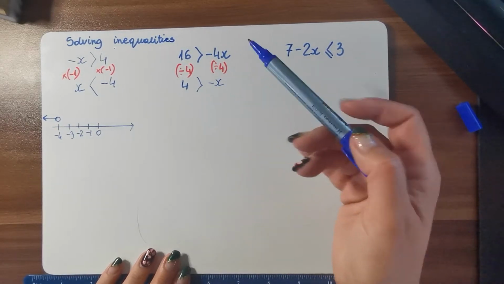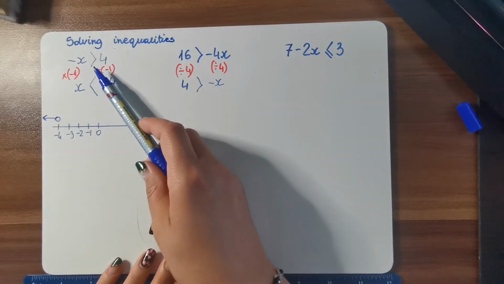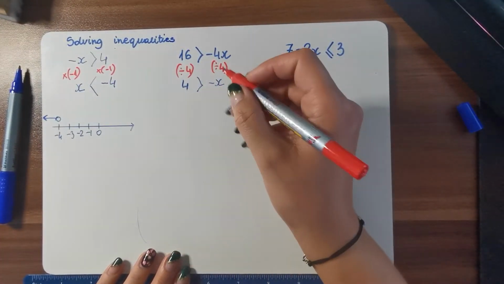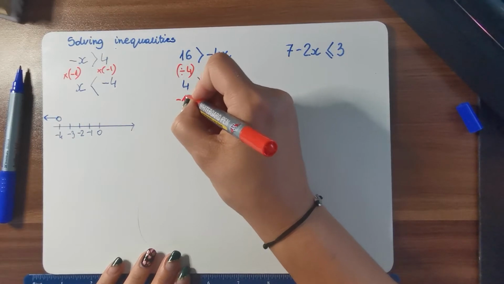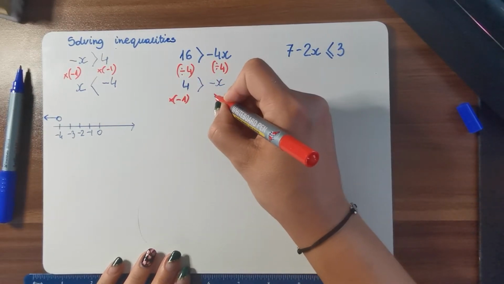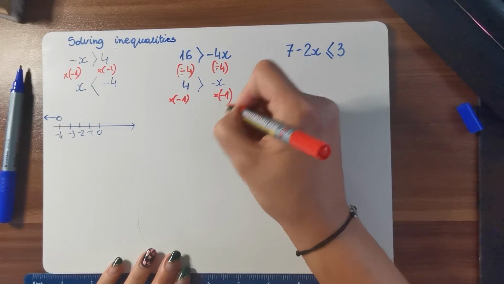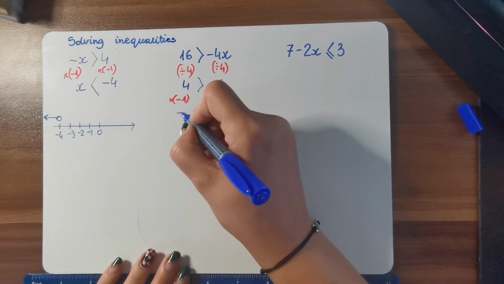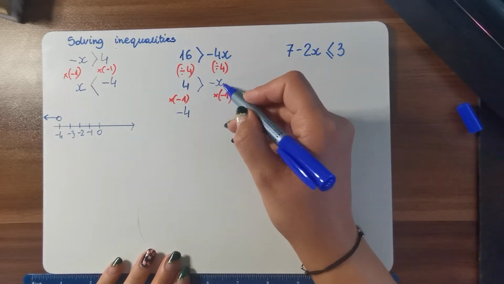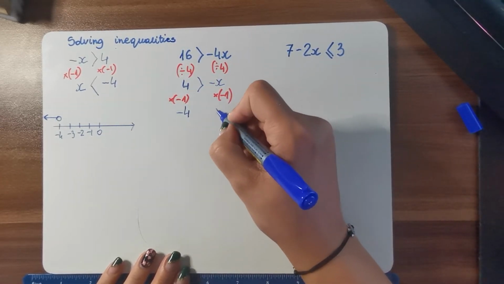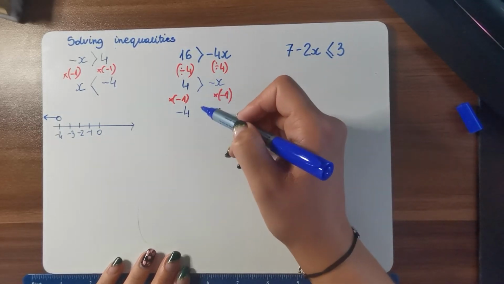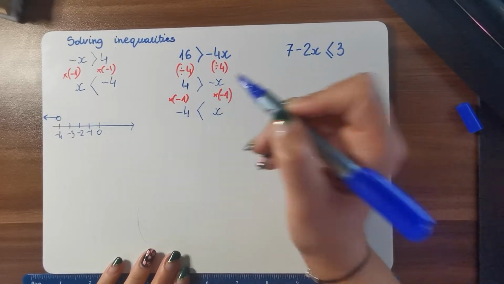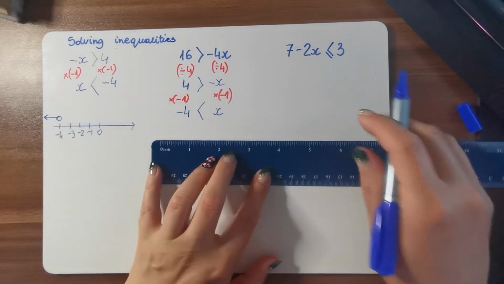And now we are in a quite similar situation to the first example. So we need to multiply both sides of our inequality by negative 1. 4 times negative 1 will give us negative 4. Negative x times negative 1 will give us positive x, and we need to flip the sign. We are multiplying by a negative number, so we are flipping.